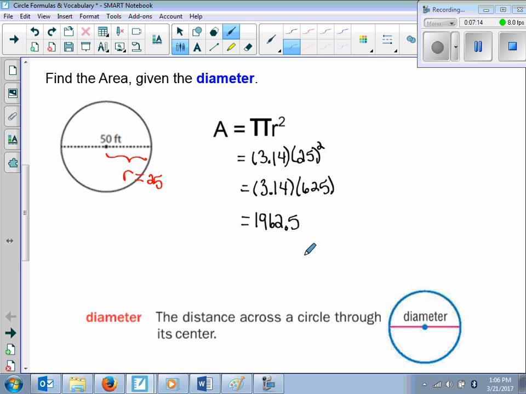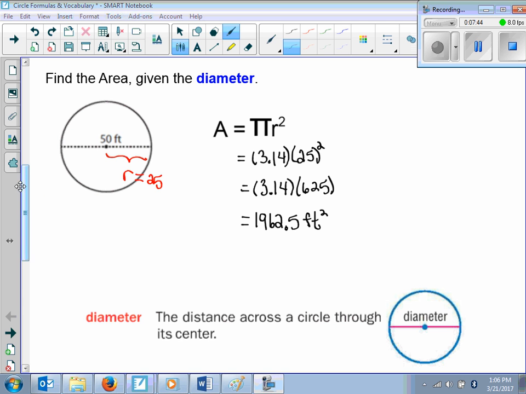What are my units going to be? Feet squared. Very good. So we write feet squared. Now don't forget that you're not going to write 1,962.5 squared. If you do that, your answer is wrong. Okay? You have to make sure you put the units and square the units, not the main number. You got it? All right. So that is finding the area given the diameter.